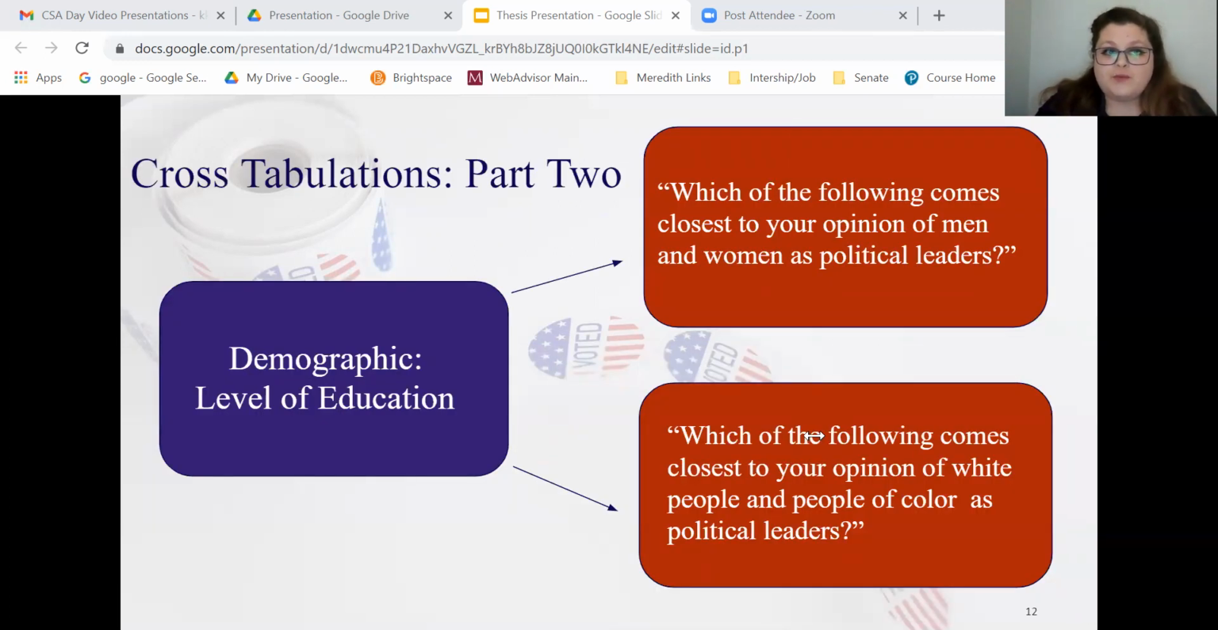My second cross-tabulation was on level of education. The respondents were asked which of the following comes closest to your opinion of men and women as political leaders. 67% said that they felt men and women make equally good political leaders, and 80% of those respondents had at least some level of higher education. They were also asked which of the following comes closest to your opinion of white people and people of color as political leaders. 80% said that both races would make equally good political leaders, and 90% had at least some level of higher education in answering that question.